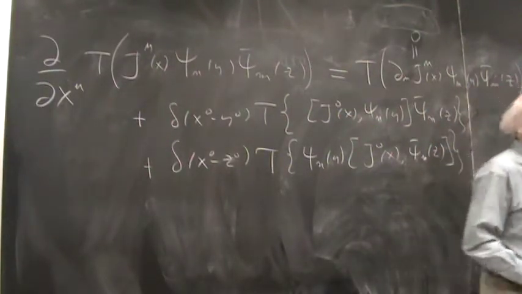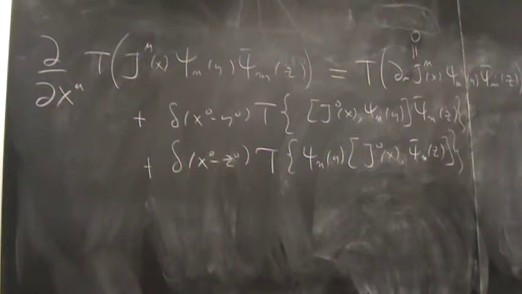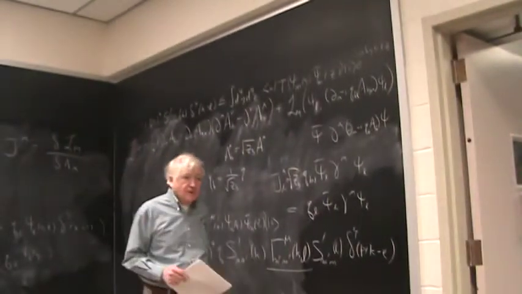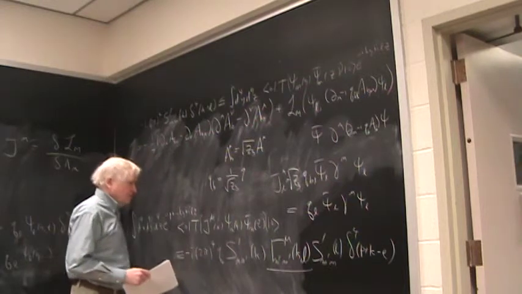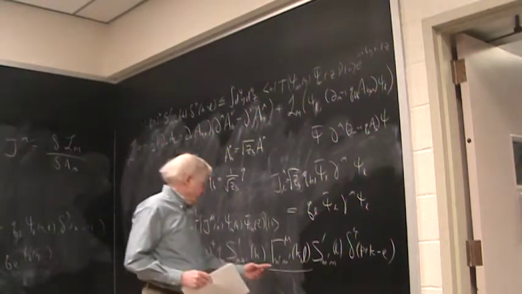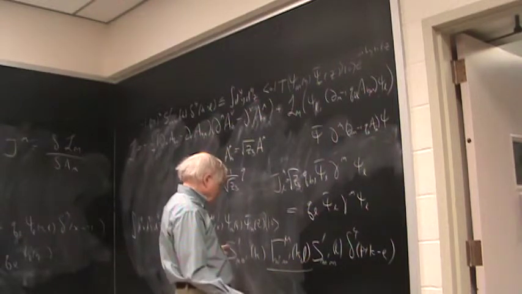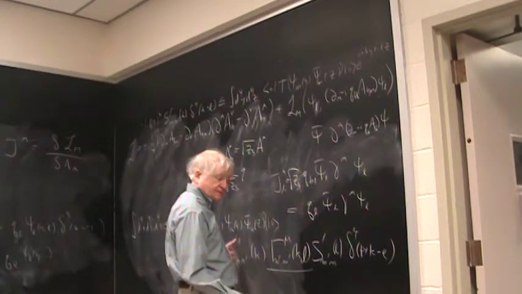Okay. The next thing is to substitute these into the expression over there. What are the primes on the n and the m in this expression? Where do those come from? Oh, this is just matrix multiplication. Oh, I see, it's summed over. Okay. And these primes don't mean the full propagator.